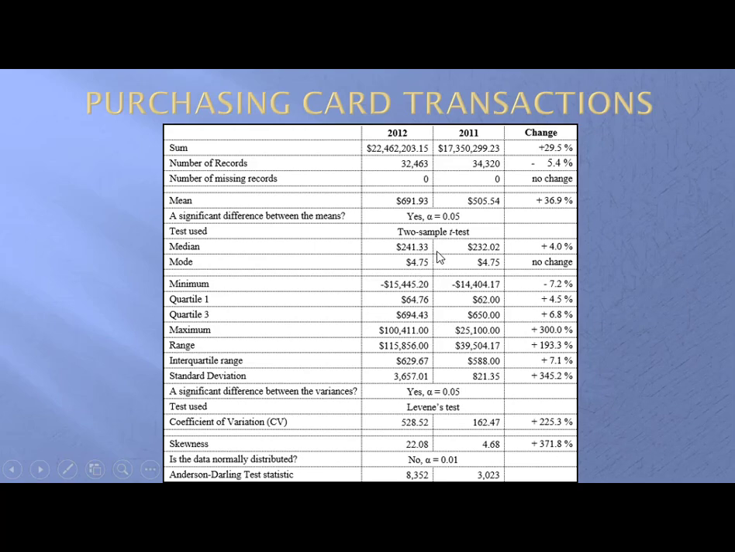The median, the central value, we've done these before. The mode, no change. We're looking at the minimum. 25% of the numbers are less than this.